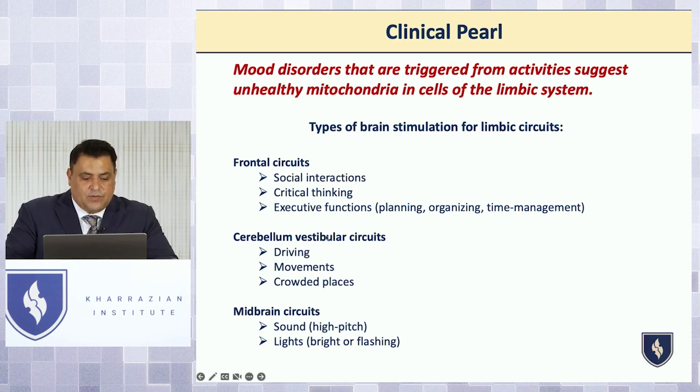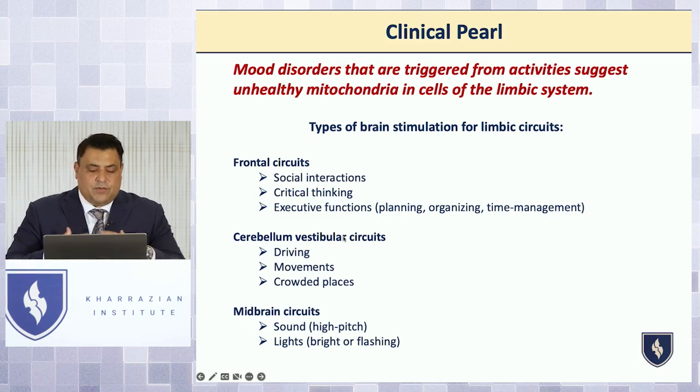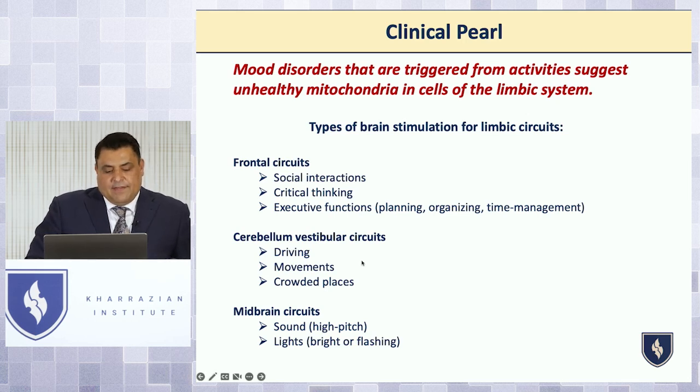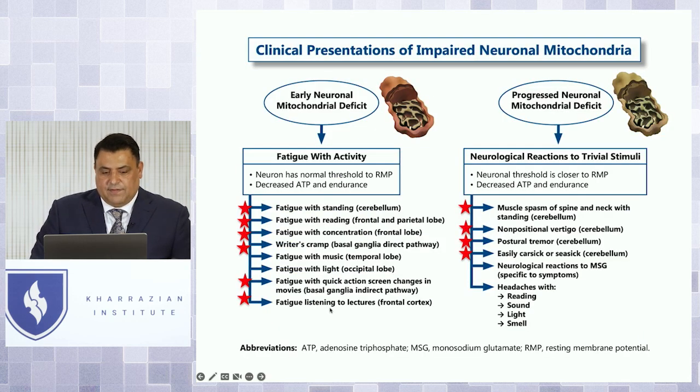If their cerebellar pathways are involved, because remember the cerebellum, when injured, can't gate input from the vestibular system efficiently, so people have their sympathetic amygdala pathways activated. If they get immediate fatigue and anxiety or depression from driving, lots of movement in the background, or even movies with lots of screen changes, that can be an issue with their mitochondria and their cerebellar limbic circuits. Crowded places, and then sounds or lights that are high pitched, really indicate that these midbrain circuits are overactive. So here's a list of things that clue you in to the mitochondria being unhealthy.